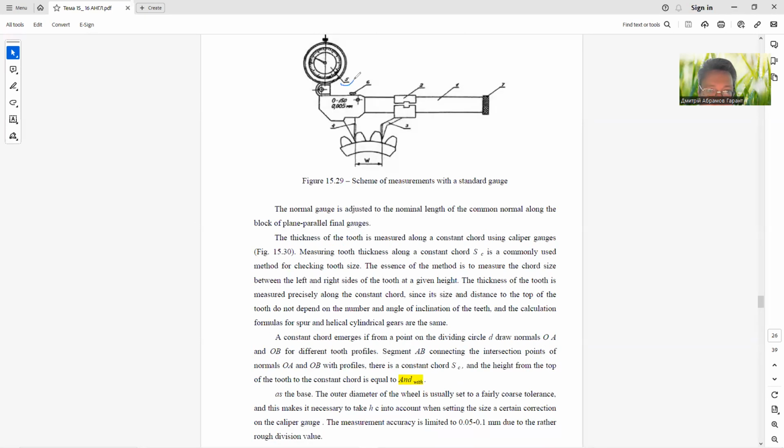You can see indicator 5 and you can see parameter W. Skim to measurements with a standard gauge. The normal gauge is adjusted to the nominal length of the common normal along the block of plain parallel end gauges.